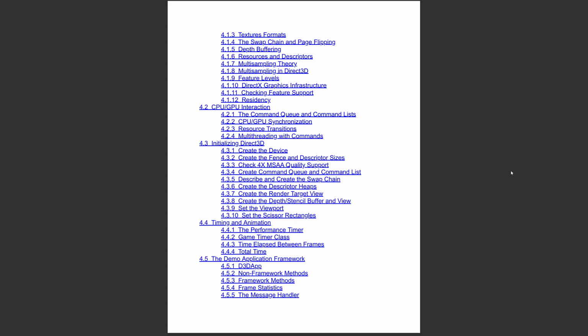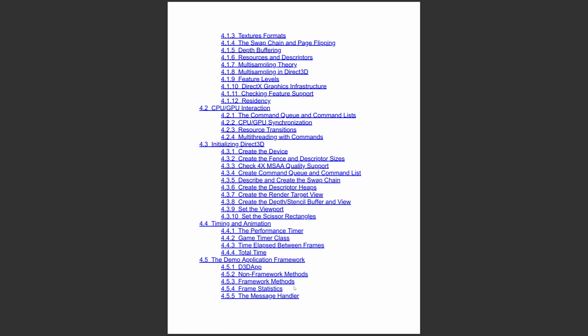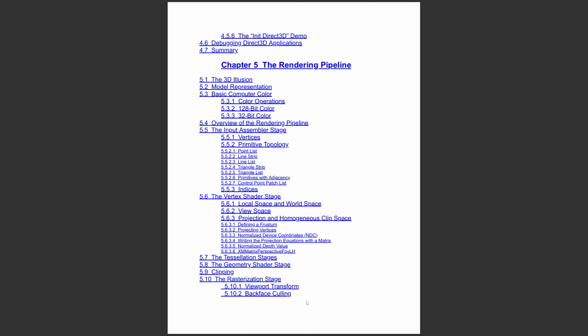The application framework is going to be talking about the application in general, because just looking down there, the message handler and whatnot, that's actually more of what I don't know. It covers some things I actually don't quite know, or at least these are not looking as familiar as they should. And we're going to finish off with debugging Direct3D applications and a chapter summary.